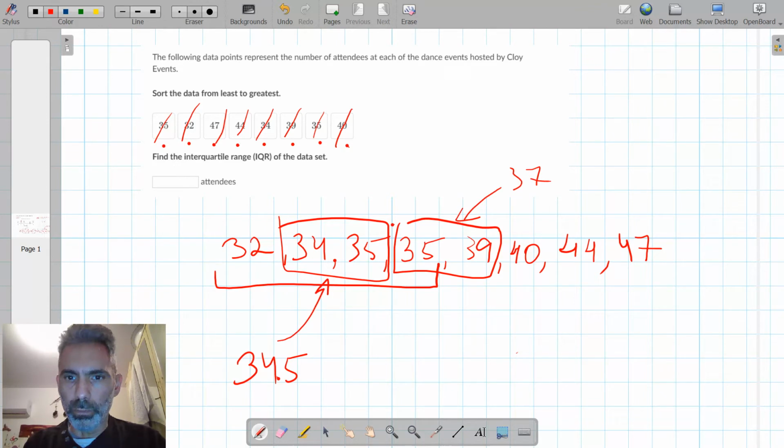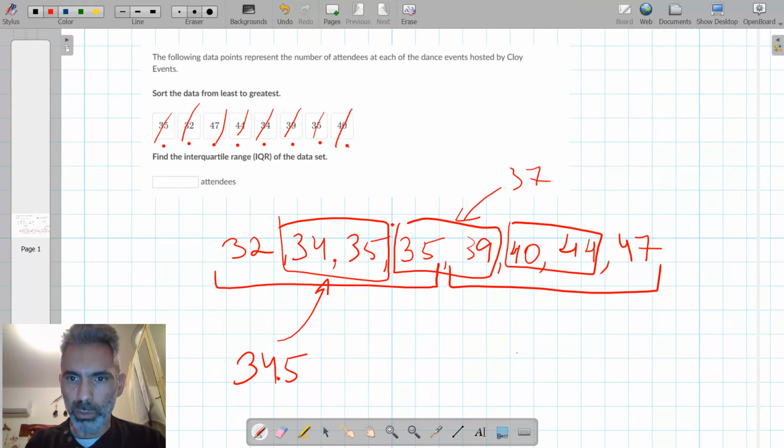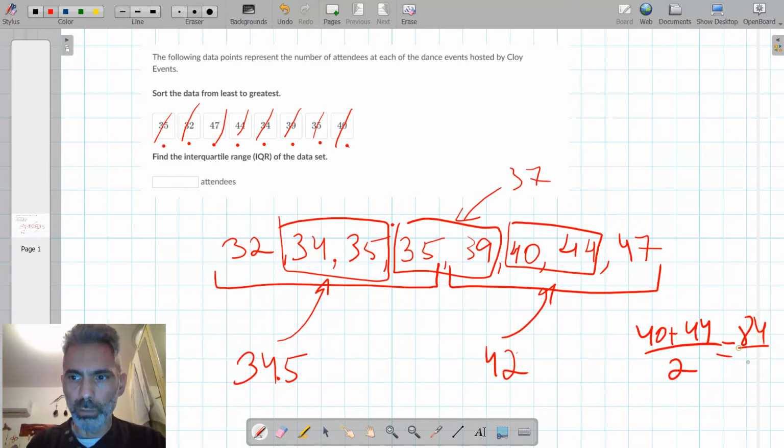And the mean of the upper half of the data set is the mean of these two data points, 40 and 44. The mean here is 42. Okay, 40 plus 44 over 2 is 84 divided by 2 gives us 42.